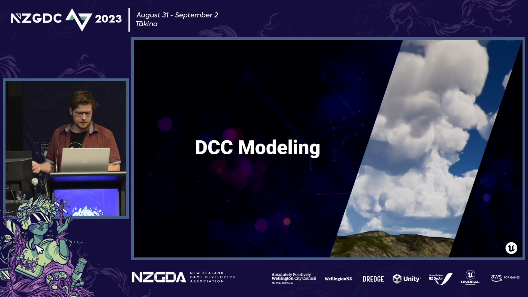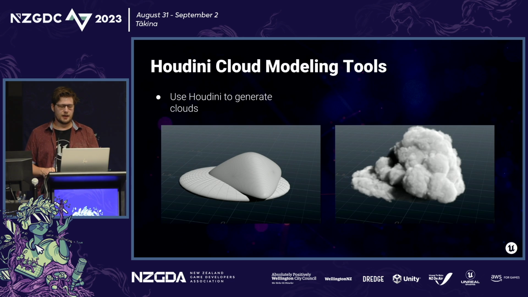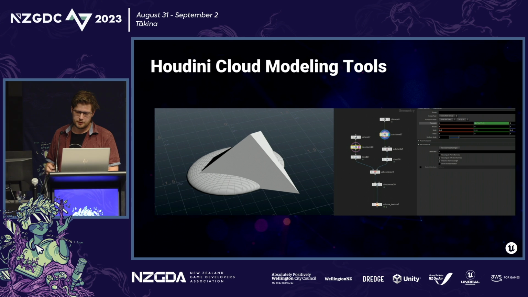So we have these 3 layers, and we know where we want to put things. How do we get clouds in there? One way to do it is to use noise. Another way is to use DCC apps to generate cloud shapes for us. I like to use Houdini because it's got really nice cloud modeling tools built in. Someone's already done the hard work of making these HDAs to do that for you.